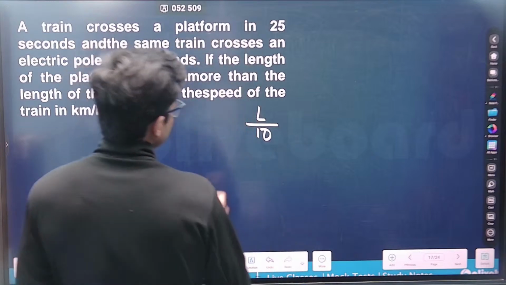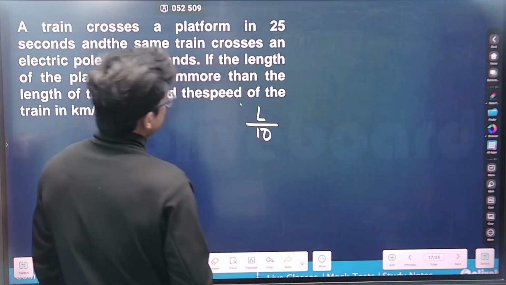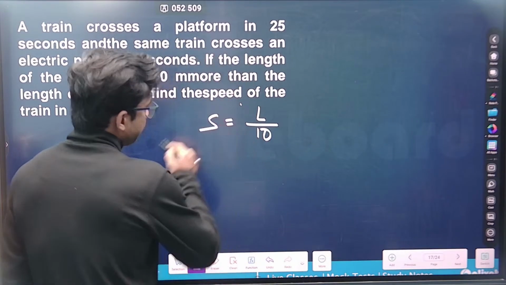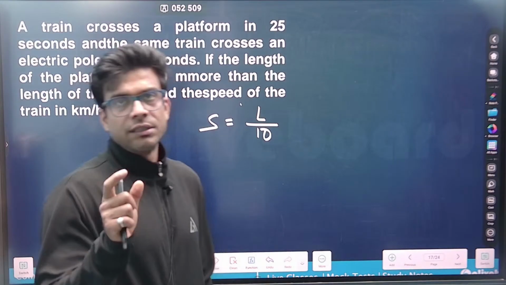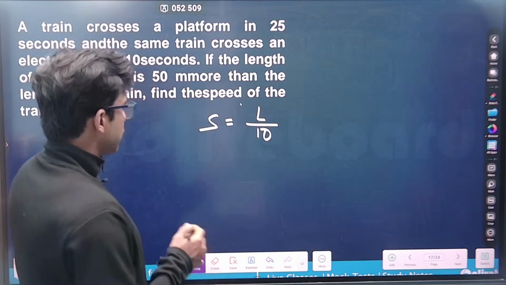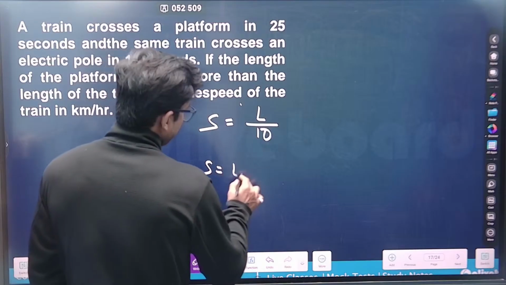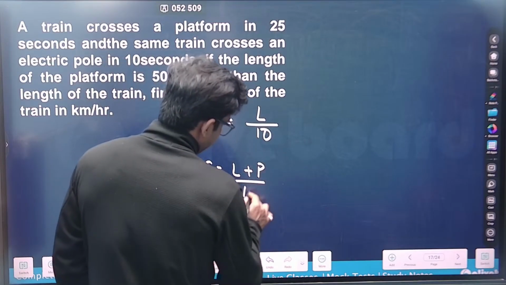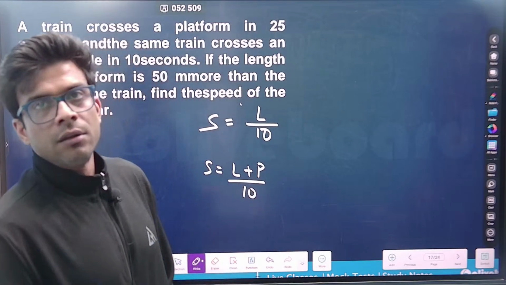The first scenario is length of the train divided by time taken. This is the speed of the train, right? That is the first phase I'm saying. And because we know that speed of the train is basically length of the train plus length of the platform by 10. Is it clear? I hope so.